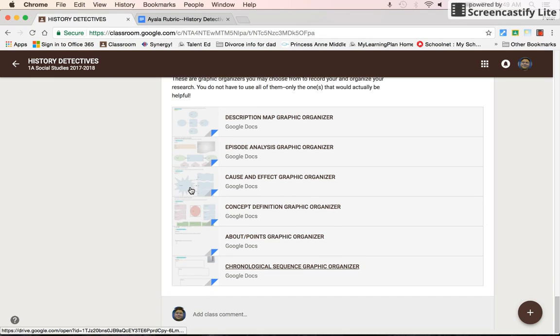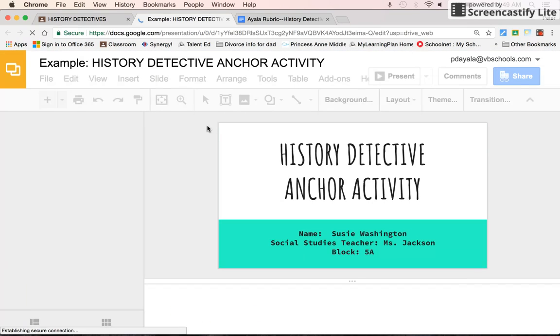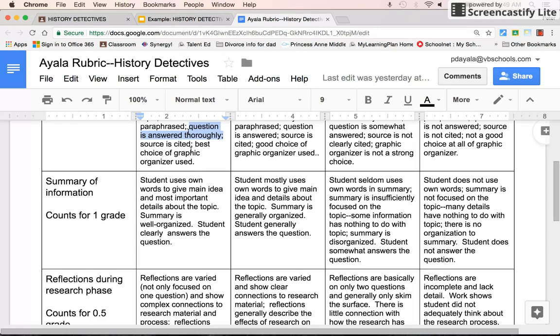This is where we get into those summary slides. So I'll show you the example that Mrs. Smith posted for us as soon as that's loading up. And while that's loading, we'll just talk about what it says in the rubric. Students use own words to give main idea and most important details about the topic. Again, this is where you should be thinking about the power paragraph.